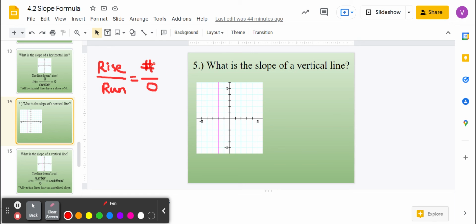Now, no matter what number you have, if you divide it by 0, on your calculator, you may get something that says error. You may get something that says negative infinity. That just means it's undefined. So we can't define our slope. So again, you don't have to do the math here when you have a vertical line. You're just going to characterize it as being undefined slope. And that's pretty much it.